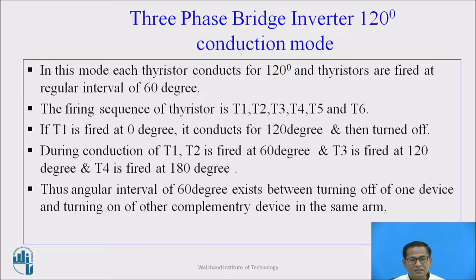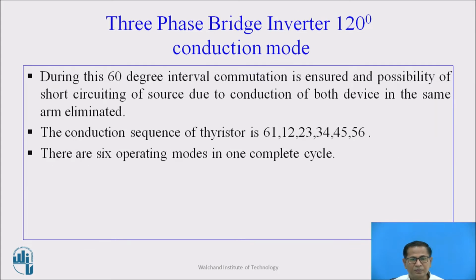An angular interval of 60 degrees exists between the turning off of one device and the turning on of the other complementary device in the same arm. During this 60 degree interval, commutation is ensured and the possibility of short circuit of the source due to the conduction of both devices in the same arm is eliminated.